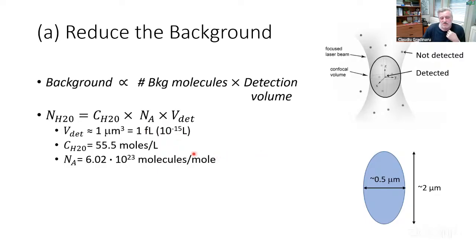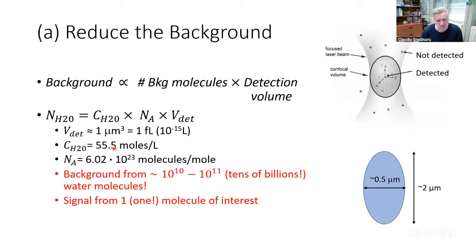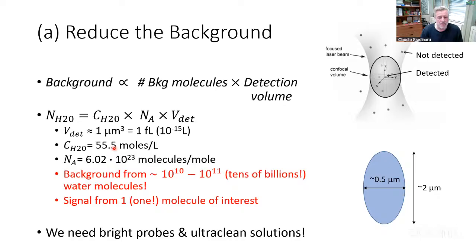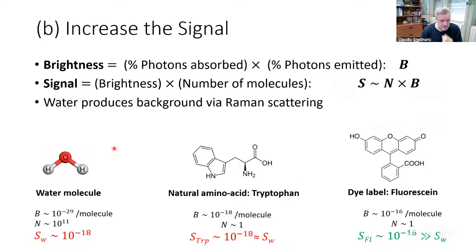And you can calculate easily how many water molecules are in there. There are about 10 to 100 billion water molecules in that volume. And you have one molecule of interest. So imagine that your molecule has to produce a signal to overcome such a huge amount of water. And you may say water is inert, but it's not entirely true. Solvents contain impurities. So these kinds of things put some strict restrictions on how we prepare our samples.